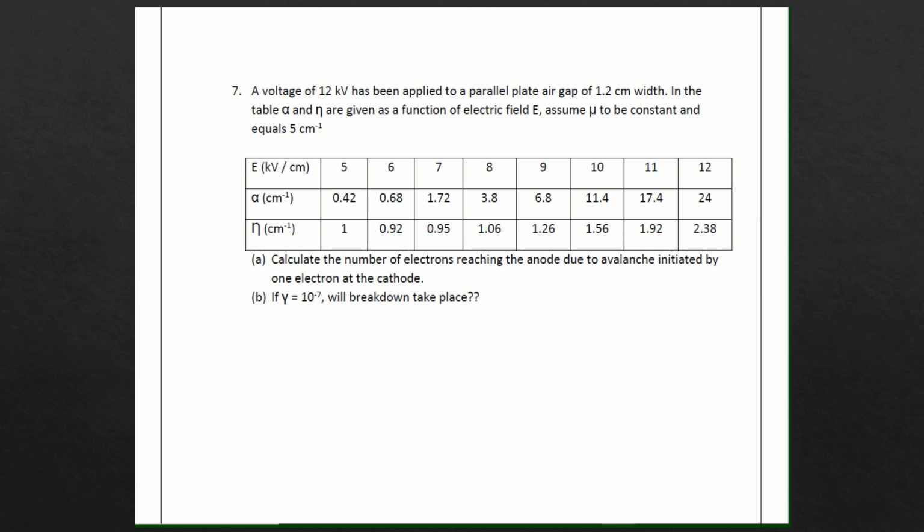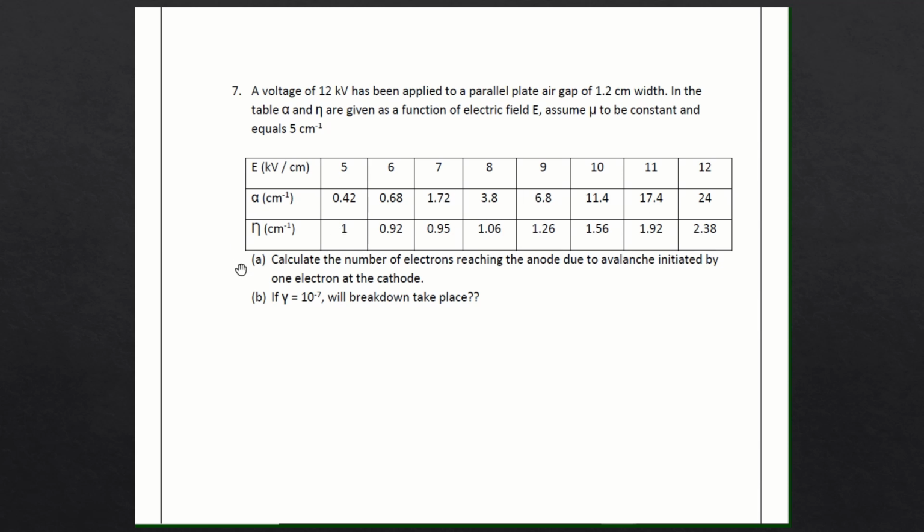In the table, the ionization and the attachment coefficient are given as a function of electrical field E. Assume the photoionization to be constant and equals 5. So in this question, he told us to assume the photoionization as 5. And he gives us a table with so many values here.